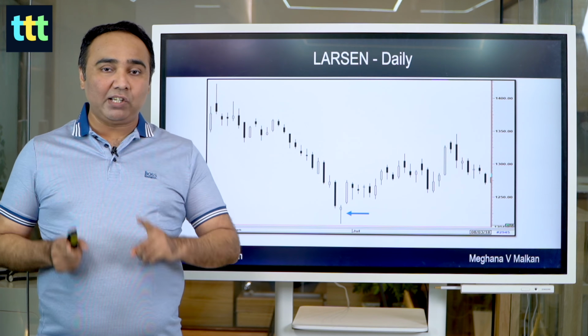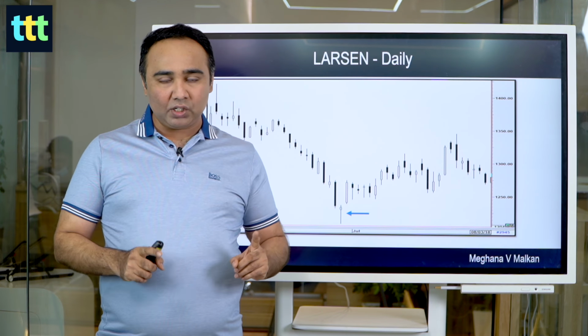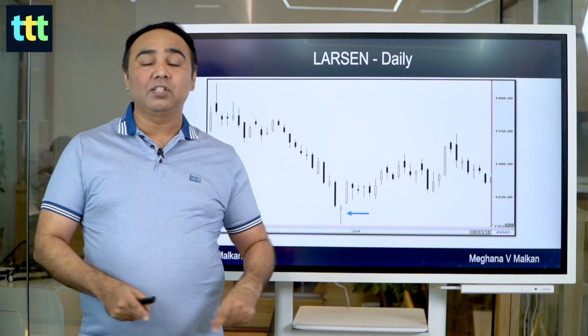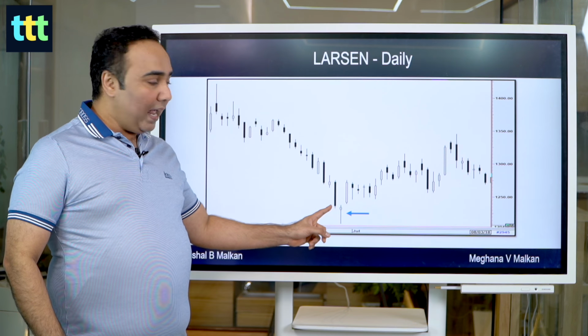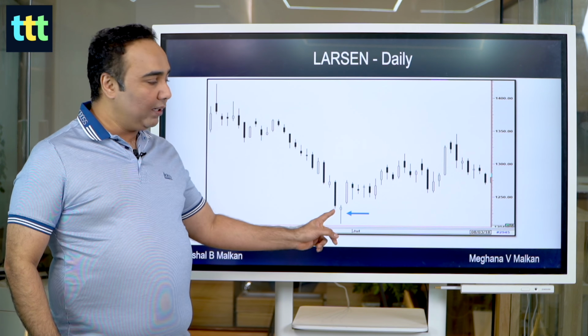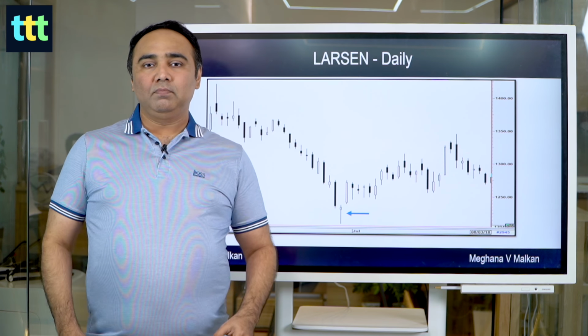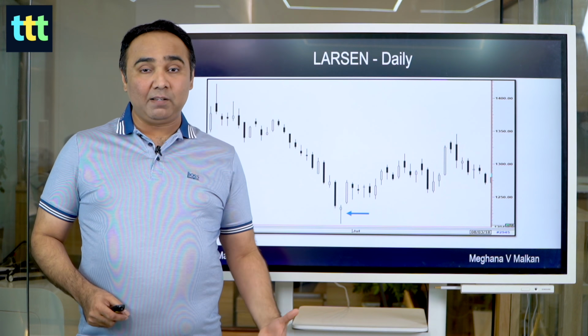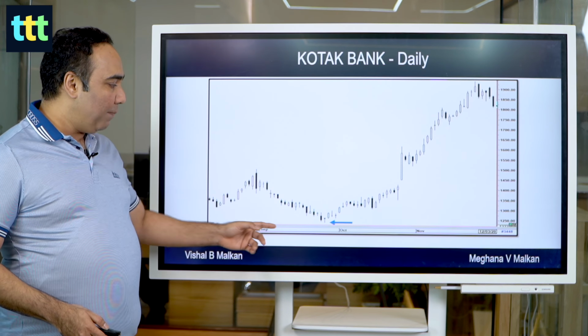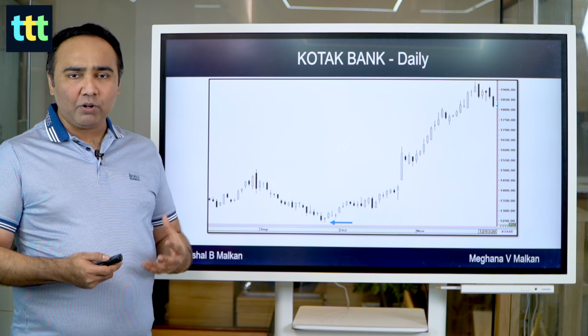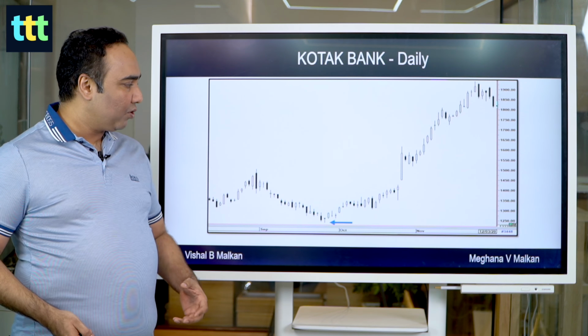Hammer needs confirmation. All small body candle patterns need confirmation. So if you see a hammer and then the next day it does not go above the hammer and goes sideways or goes down, then you lose money if you have traded in anticipation. You have to trade after confirmation, right? More hammers, longer the shadow, stronger the move.